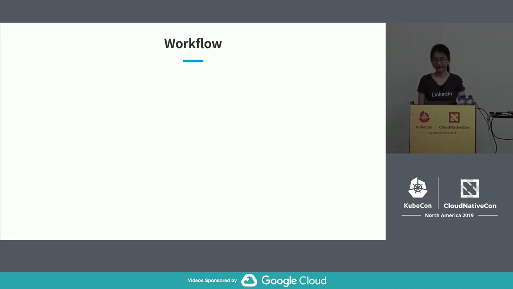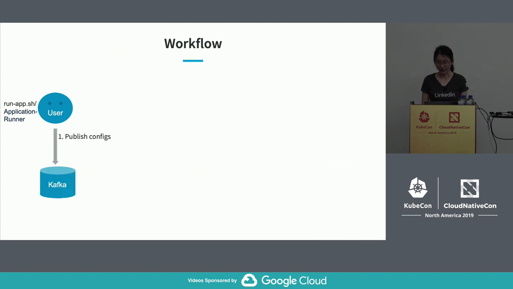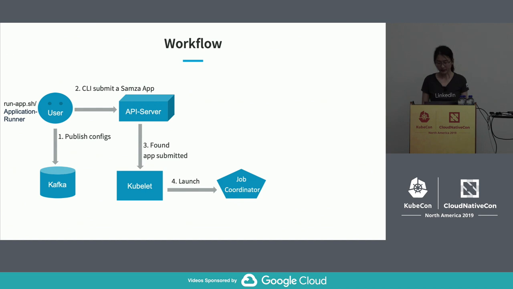Let's talk about the workflow of a Samza job running on Kubernetes. First, the user uses the run-app script to submit their job. The script will initialize an application runner, which is the main entry point responsible for running the Samza application. The application runner parses your configs and writes them to a Kafka topic for distribution. Then it proceeds to submit a request to the API server to launch a job coordinator pod. Kubernetes will start the job coordinator pod.